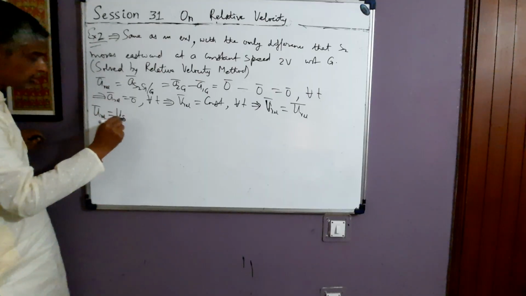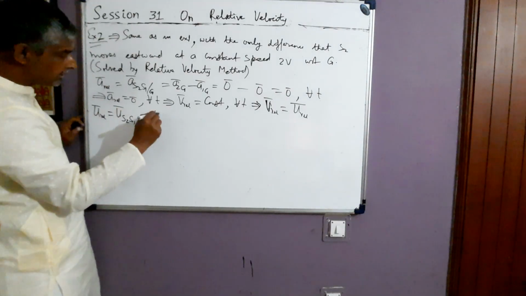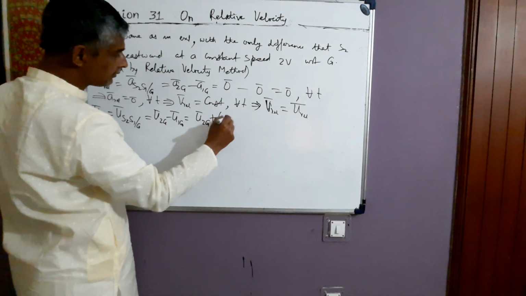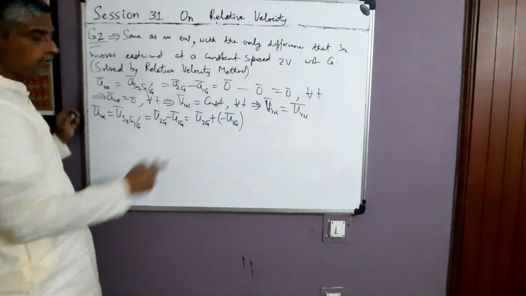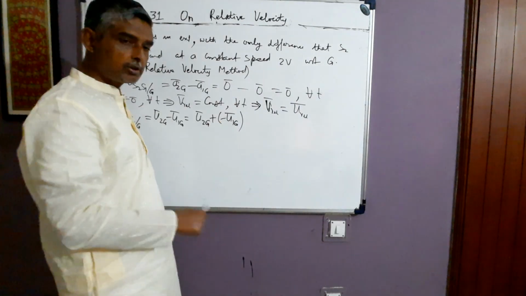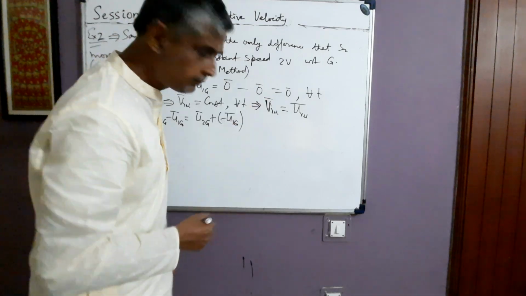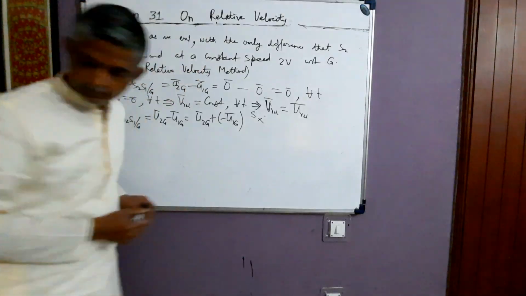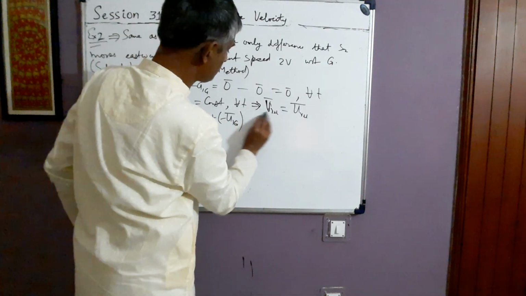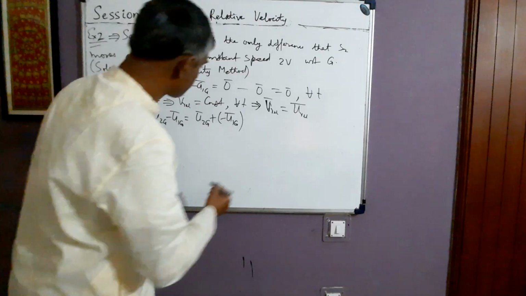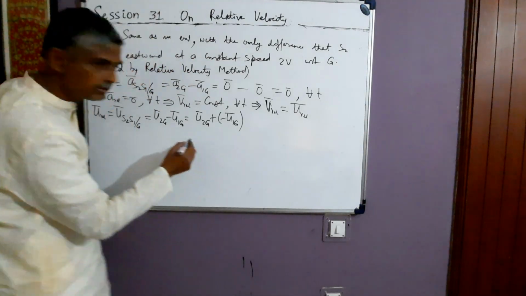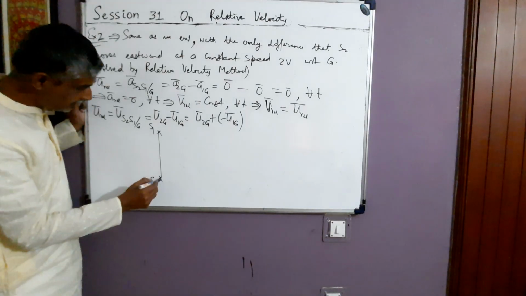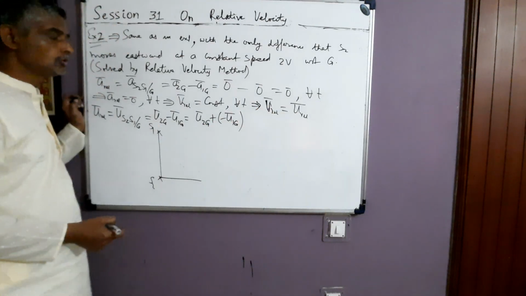U relative is the relative velocity of S2 with respect to S1 in ground frame. That we write as u2g minus u1g, which will be written as u2g plus reverse of u1g. Now u2g is what? 2v rightward, eastward. u1g is what? v southward. Minus u1g is v northward. Reverse and add concept. So this is S1, this is S2. We have to find u relative.